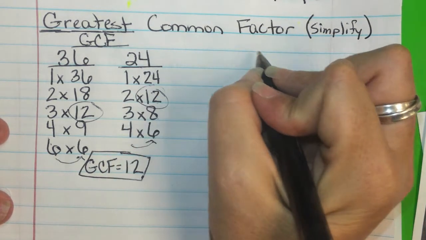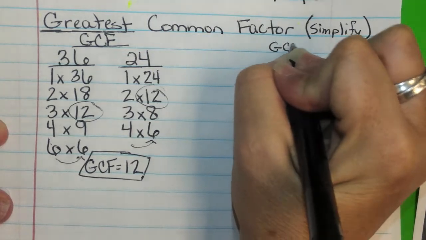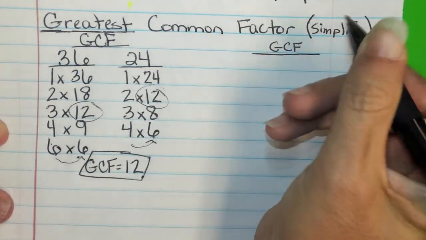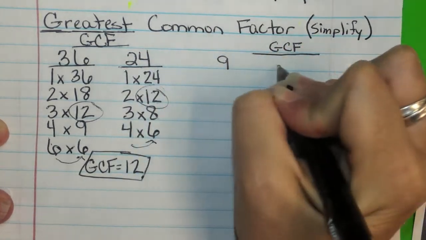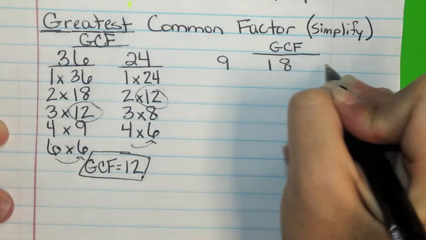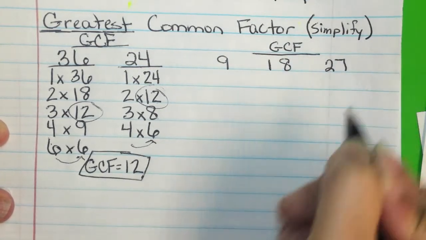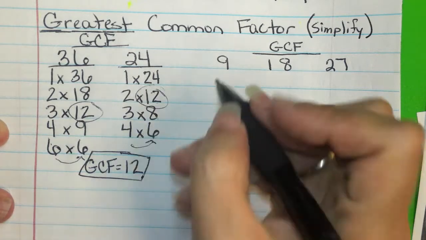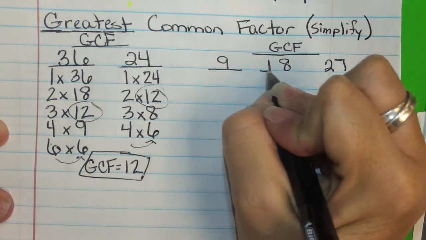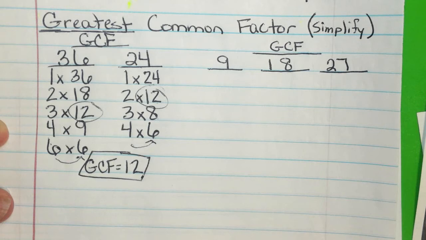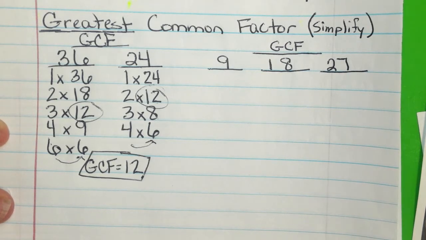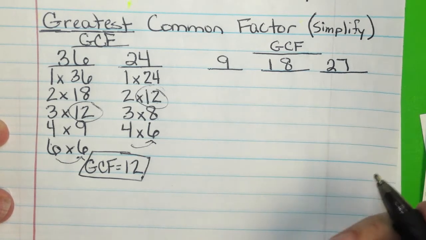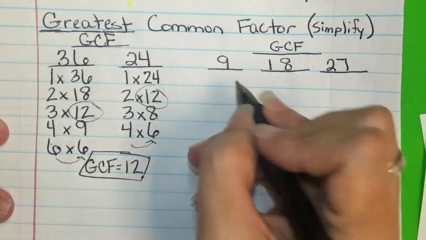Okay? So let's try another one. Let's say we do GCF of, let's do 9, 18, and 27. So you can have 3 numbers. So list everything that equals those numbers and try to list them in order.